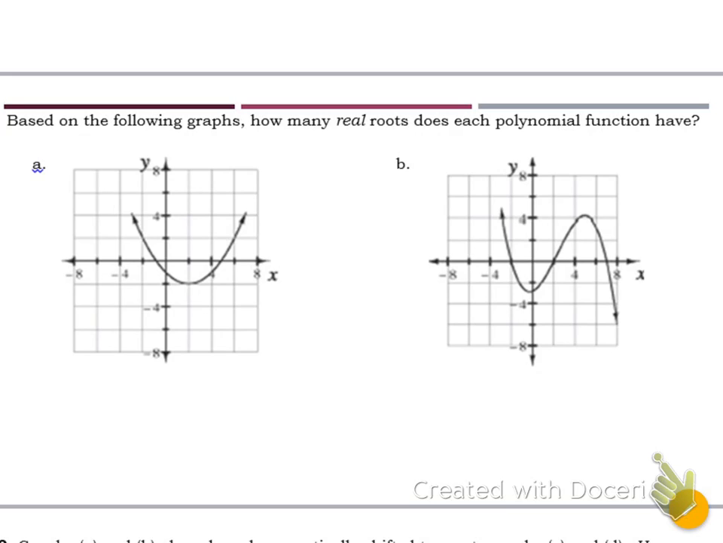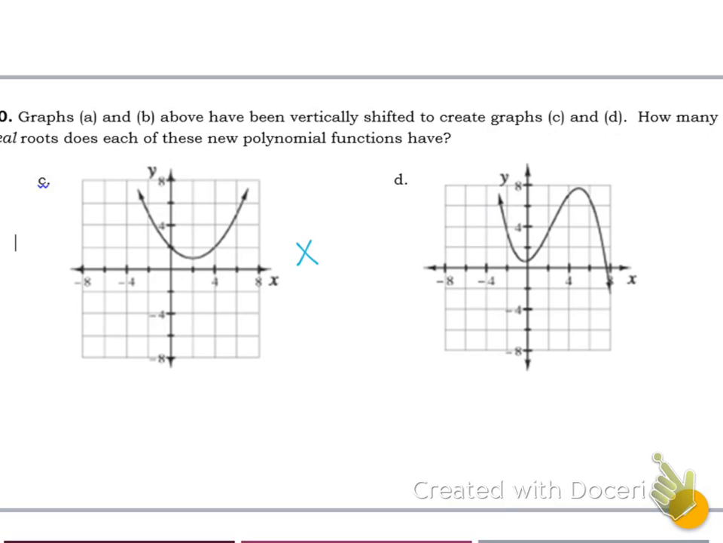Okay, based on the following graphs, how many real roots does each polynomial function have? Okay, so real roots are anytime it crosses my x-axis, so we have 2 real roots in this x squared graph. So if we think back, x squared means that the 2 tells me how many answers I should have, or how many solutions. So I should have 2. Okay, this one is an x cubed graph. So I should technically have 3 answers, but not all of them might be real. But I do have 3 real answers in this one.